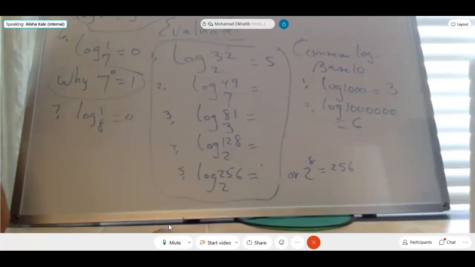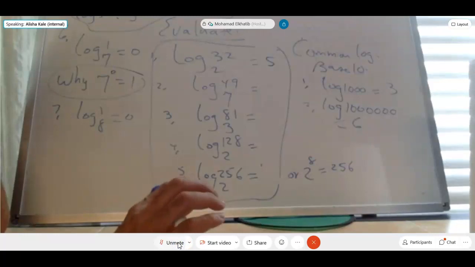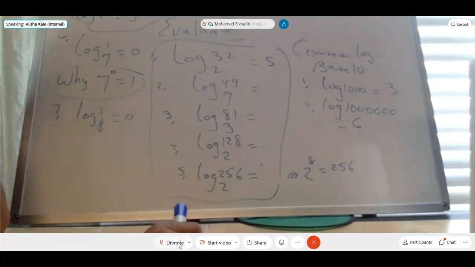It's a scientific one. Okay, let's do one at a time. Young man, why don't you press log 49? Does it open the parentheses for you? Yes. Okay, so close the parentheses now.